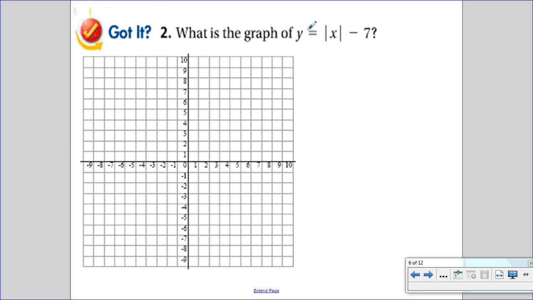What is the graph of y equals the absolute value of x minus 7? This time it just shifts it down 7. To the right 1, up 1, to the right 1, up 1, left 1, up 1, left 1, up 1.